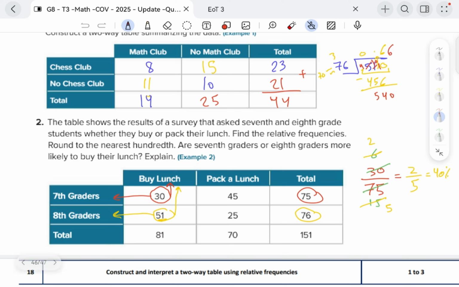The ratio is 51 divided by 76. And this is approximately equal to 0.66. So 66%. So we can see that the percent of the 8th graders is bigger than the percent of the 7th graders.